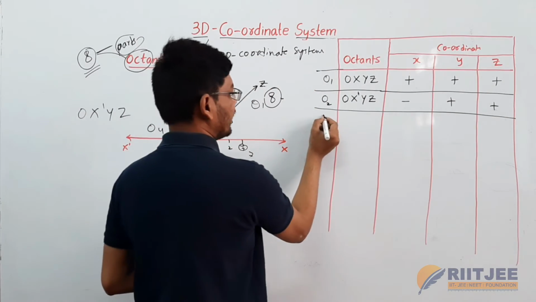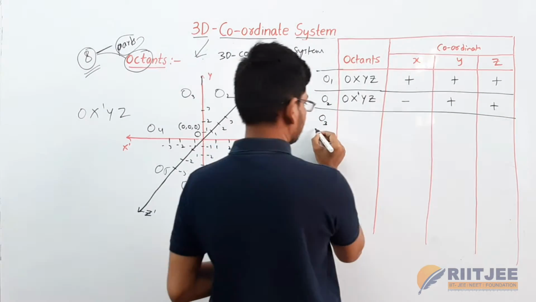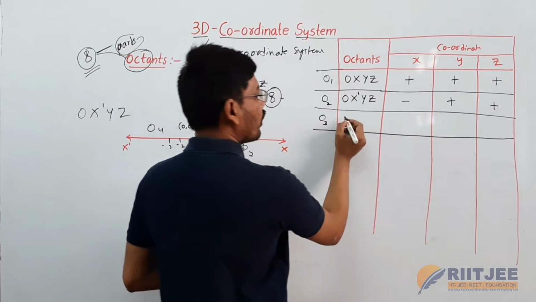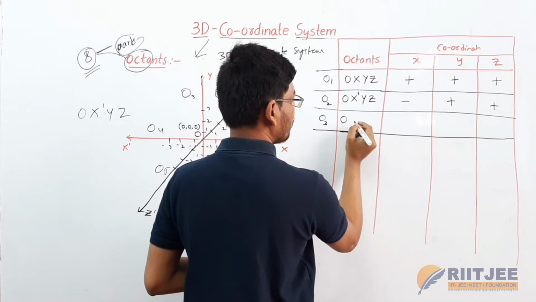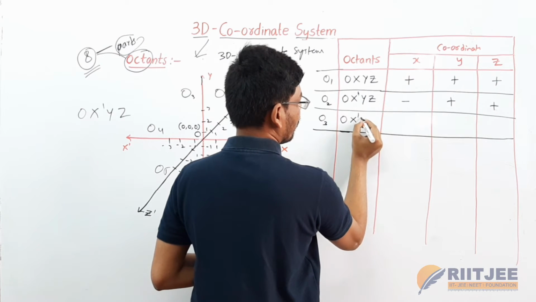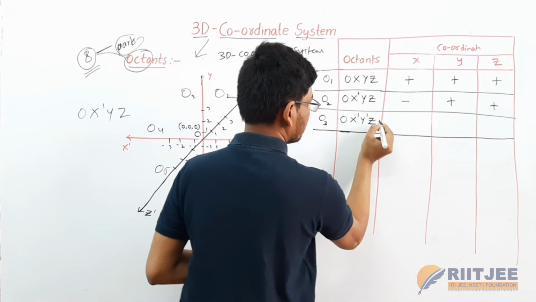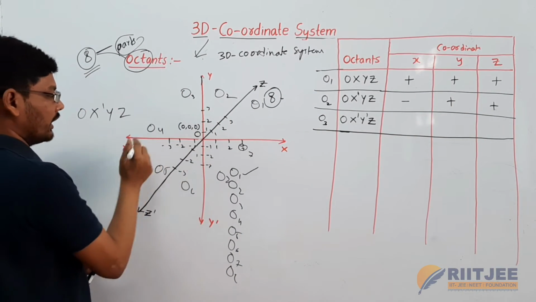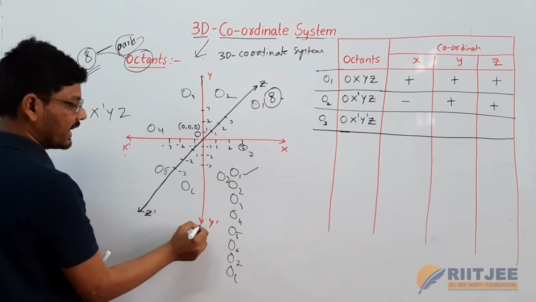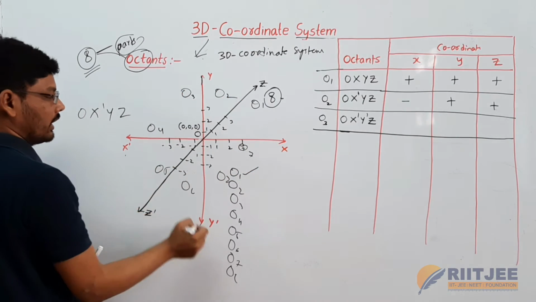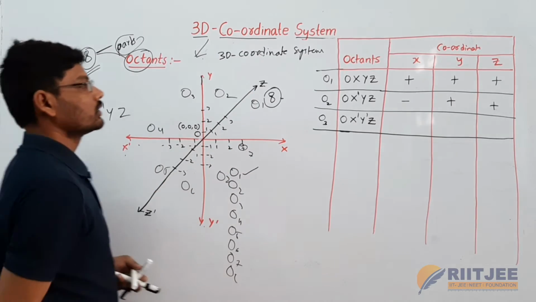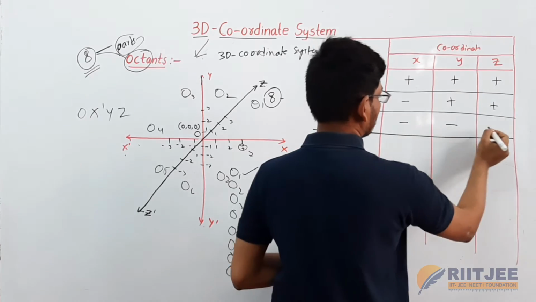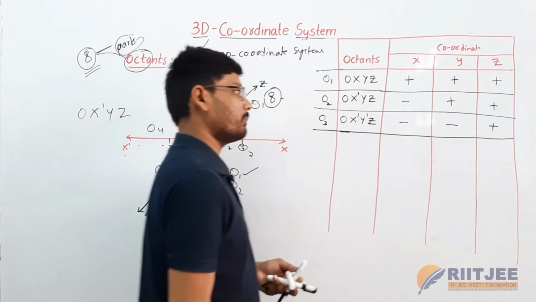And the third octant, O3, here is OX'Y'Z. Here both the X values and Y values will be negative and the Z value will be positive.